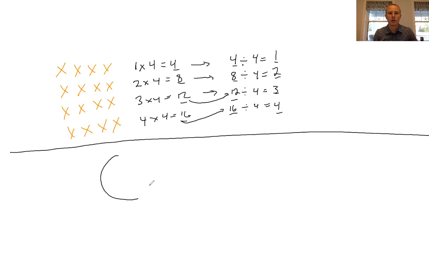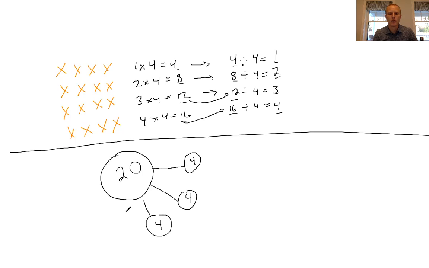So let's pick one of them. Actually, we'll pick a new one that's not on here. 20, and we'll divide that into groups of 4. So I need to group count by 4 until I'm up to 20. 4, 8, 12, 16, 20. Now I can go back and figure out how many groups I came up with. 1, 2, 3, 4, 5.